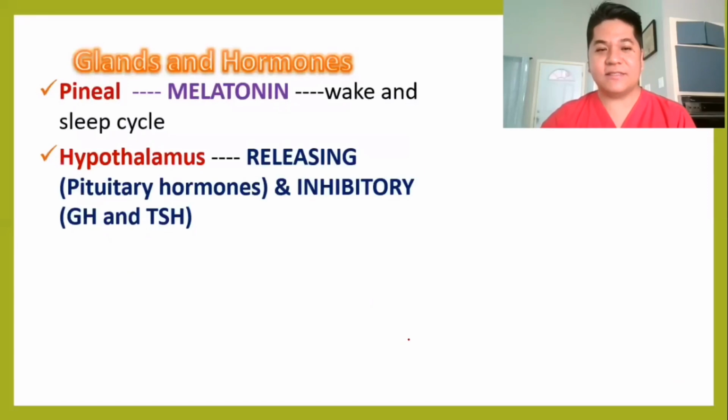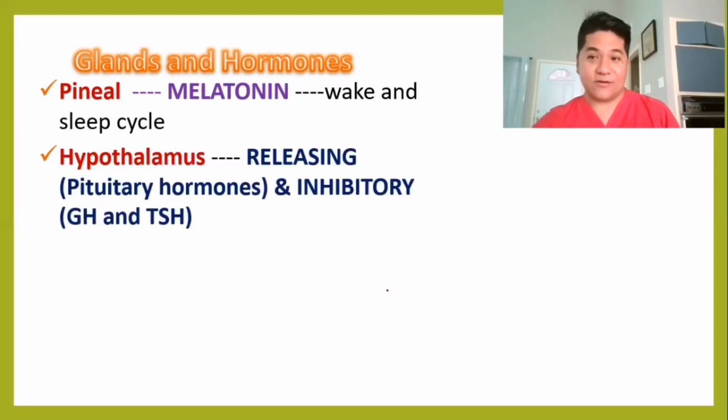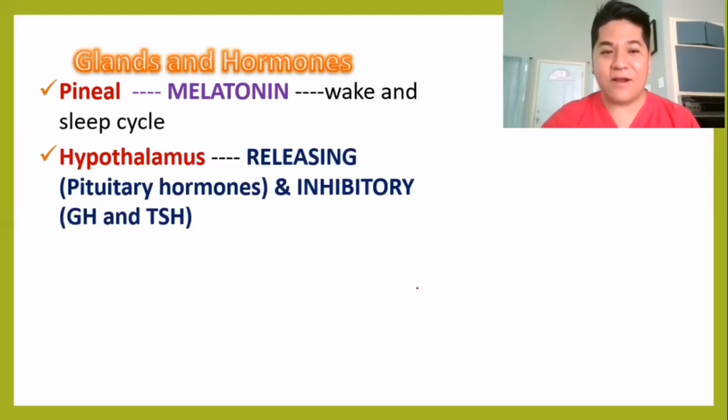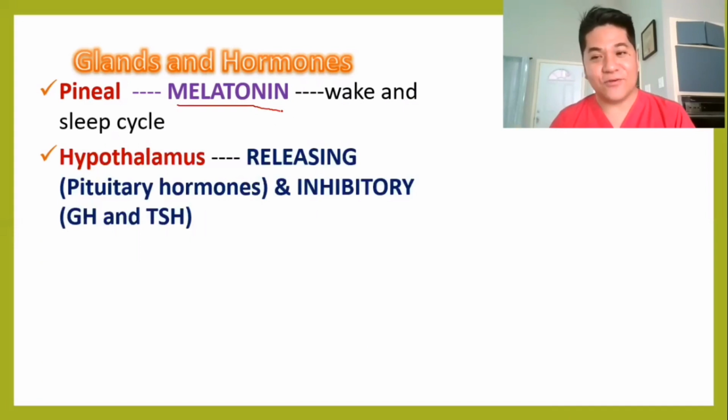So what are these? Let's start first with the pineal gland. Now the pineal gland is located in the brain and secretes melatonin. Melatonin is very important in the sleep and wake cycle of a person. Okay, so if we're able to increase the level of melatonin, then you're going to have a good sound sleep. Okay, but too much of that, we're not able to wake up. You're going to be dead.